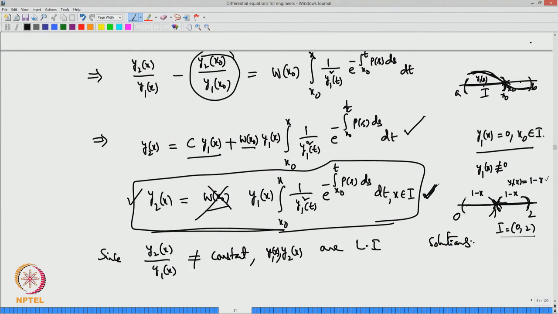And then how do you say that? We have also seen that y2 is y1 times something which is not constant, because of the integral from x naught to x involving y1. So, it is non-zero and non-constant. That implies y2 by y1 is non-constant, which means they are linearly independent. So, this is what we have seen.